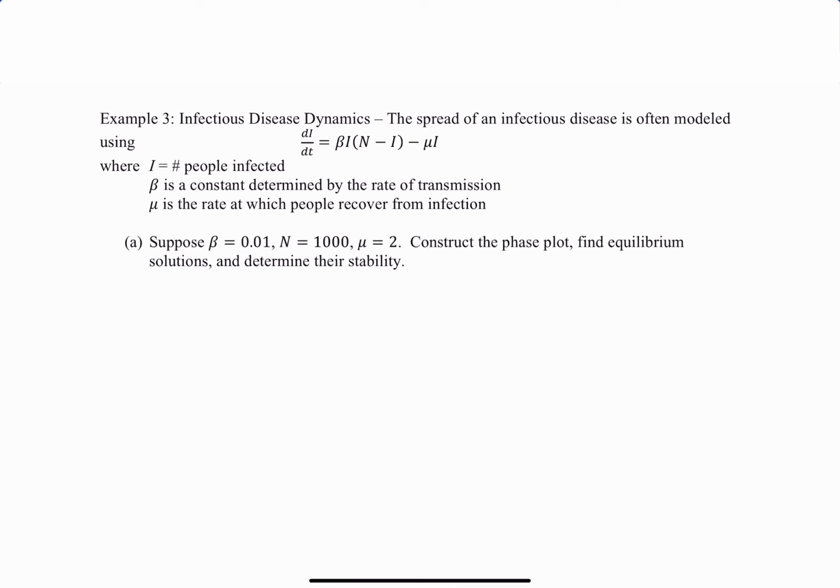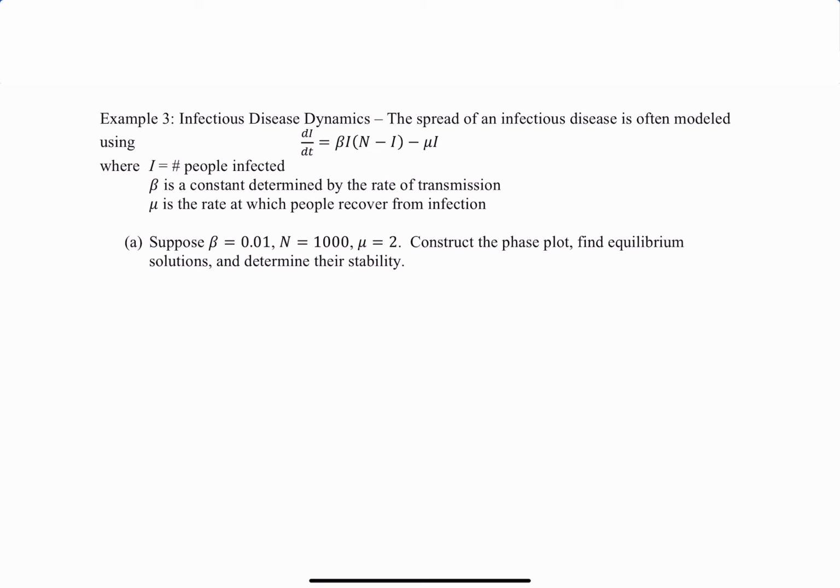The first example has to do with infectious disease dynamics. So one model that's often used to model the spread of an infectious disease is dI/dt equals beta I times (N minus I) minus mu times I, where I is the number of people infected, beta is some constant determined by the rate of transmission, mu is the rate at which people recover from infection, that's also a constant, and N is the total size of the population being modeled.